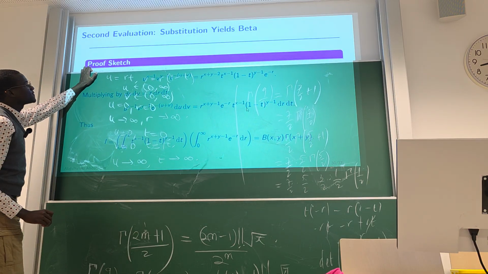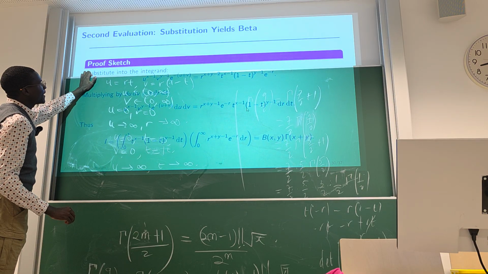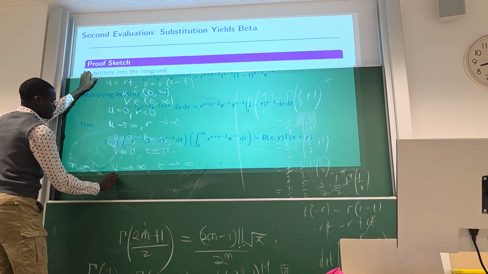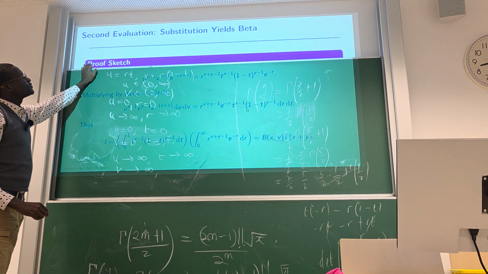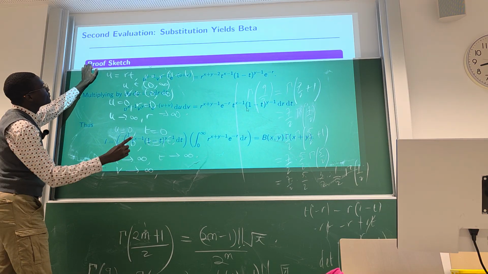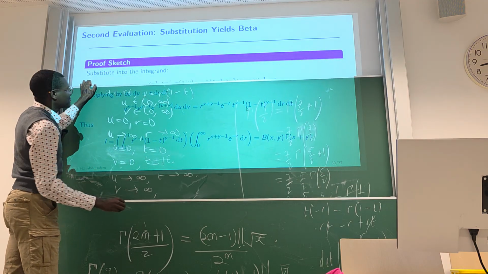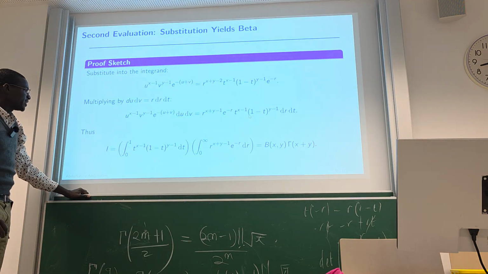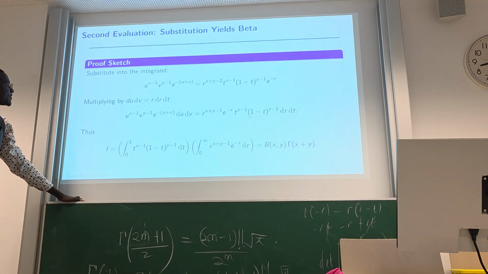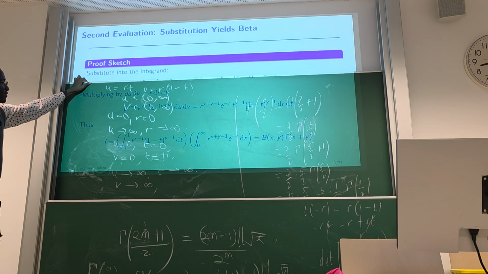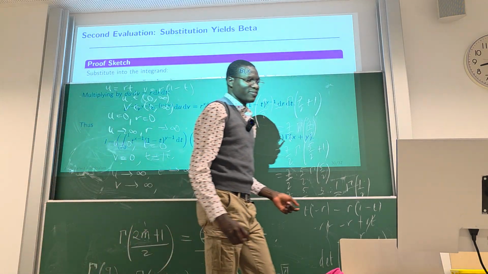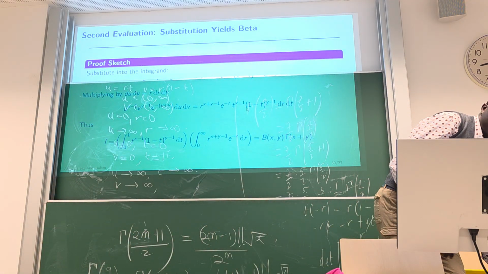And when v goes to infinity, what happens? I have to be careful. Let me see this again. Okay, we could check this later, but things look a bit messy.